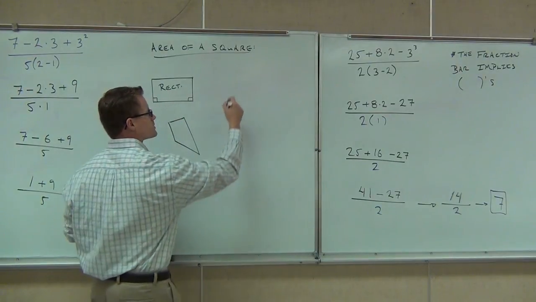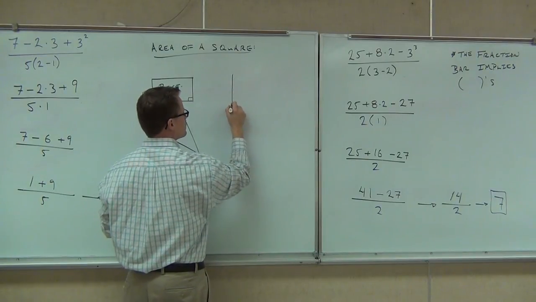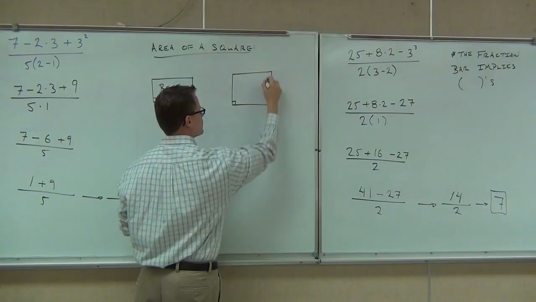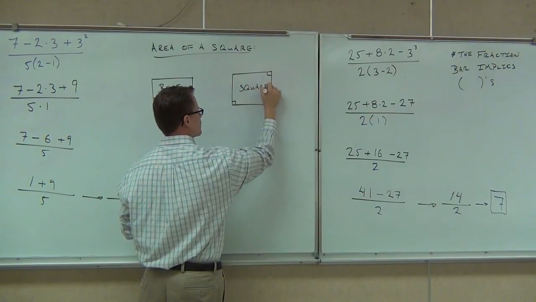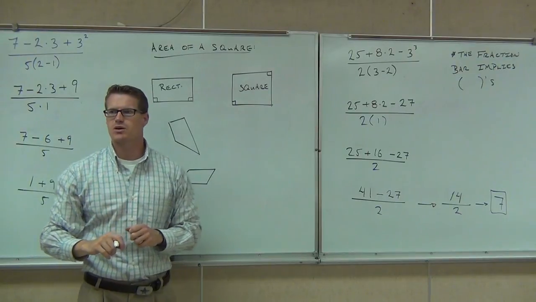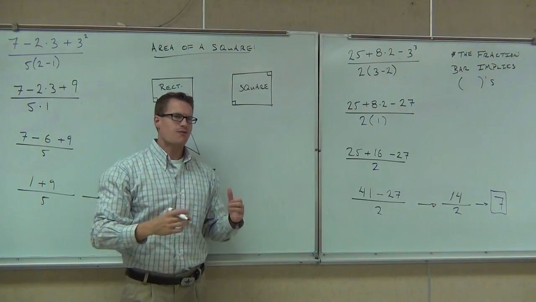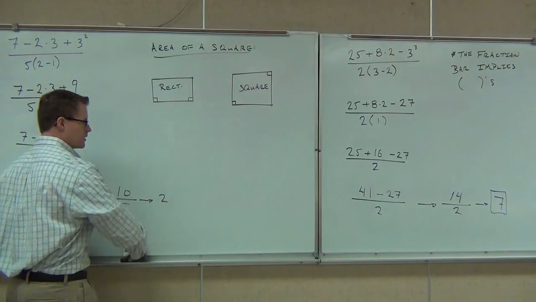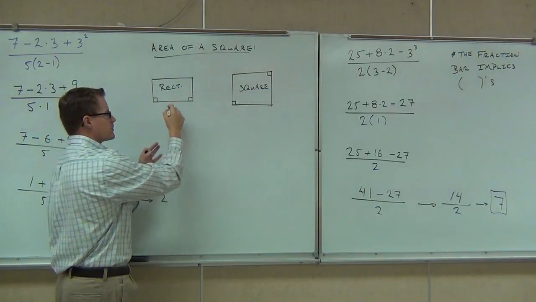Every square is a type of rectangle, a very special rectangle. What that means for us is, if a square is a type of rectangle, we should be able to find the area exactly the same way we found the area of a rectangle. Let me erase this junk here. The area was, if you remember this, like the base times the height.